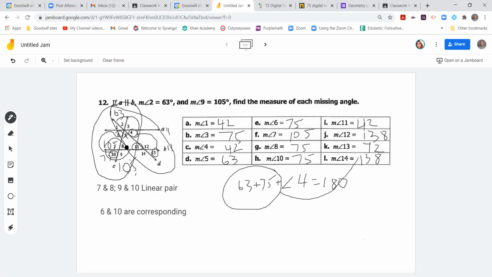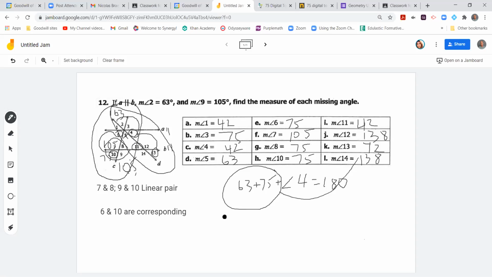transversal C are a linear pair. 6 and 10 are corresponding. Over here on the other transversal, 13 and 4 are corresponding. 1 and 11 are corresponding. We got vertical angles here. We got vertical angles all over the place.